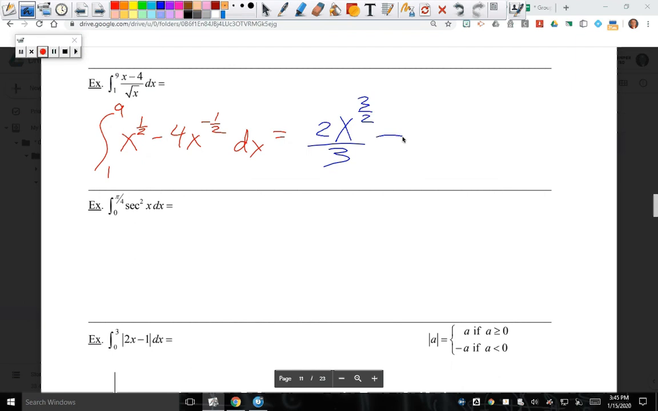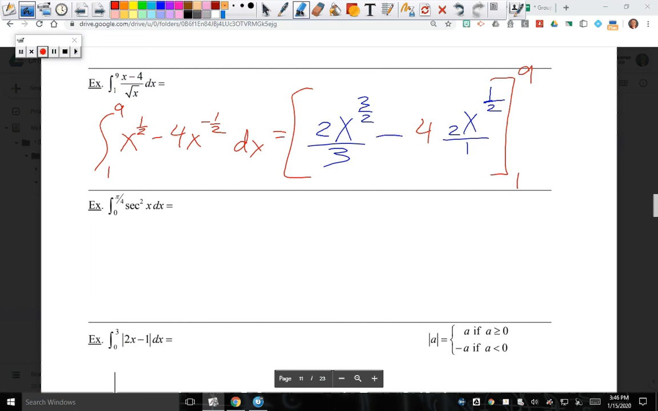X to the negative 1/2 will become x to the 1/2, times 2 over 1, times this minus 4. And all of this will be evaluated, no plus c, from 1 to 9. That means plug in 9 first, subtract what you would get when you plug in 1.